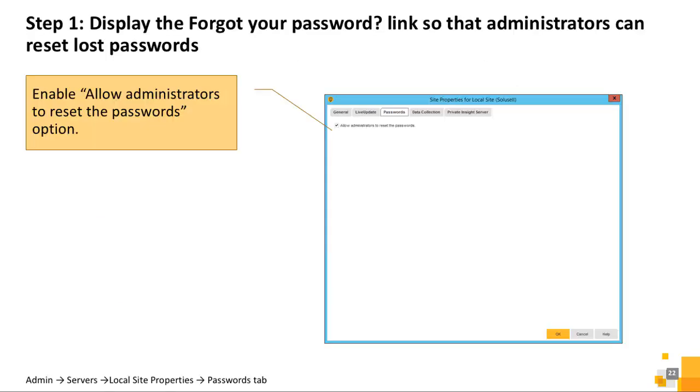To display the Forget Your Password link, open Local Site Properties. Click the Passwords tab and enable the Allow Administrators to Reset the Passwords option. Note, the default settings have the option enabled, but you can disable it if you prefer to have a dedicated administrator manually reset passwords.